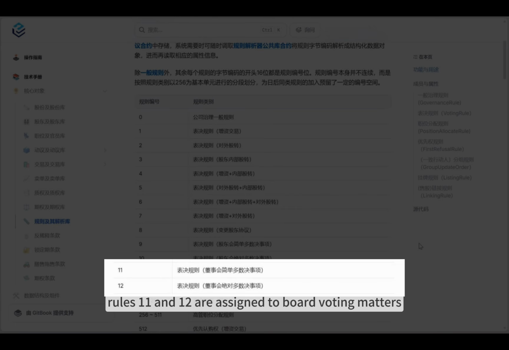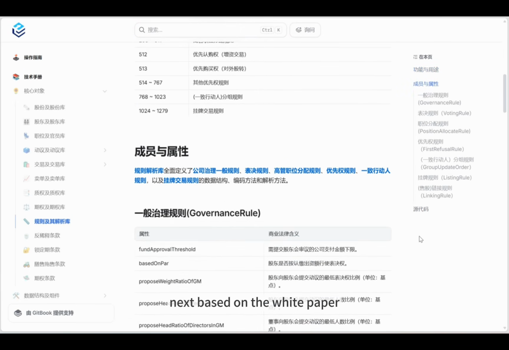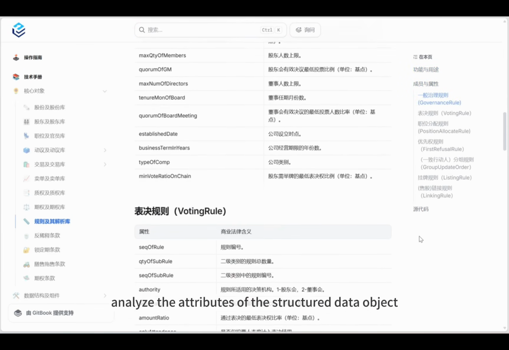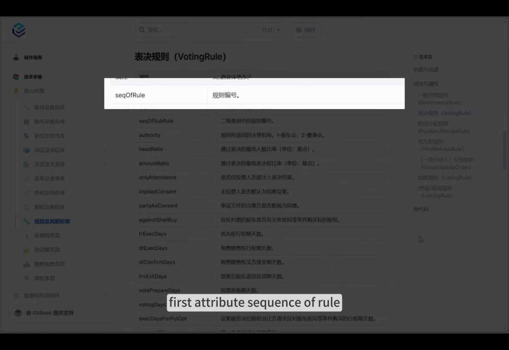Rules 11 and 12 are assigned to board voting matters. Rule 11 is the simple majority rule for board resolutions. Rule 12 is the supermajority rule for board resolutions. Next, based on the white paper, we'll analyze the attributes of the structured data object within the voting rules. First attribute, sequence of rule.